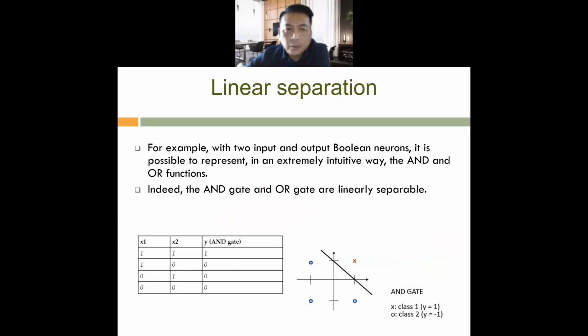Let's take a look at this one. If we look at the AND gate and also the OR gate, based on the value that we have here, this is your input. Okay, this is your output. This is your input. So if we try to draw a line that will separate them, this is the line that we can get.